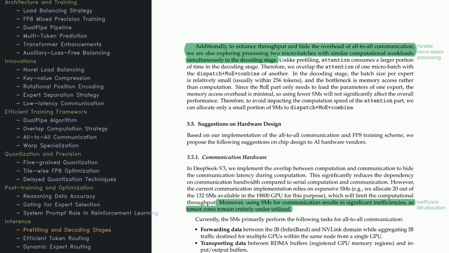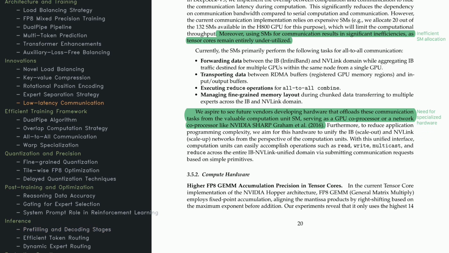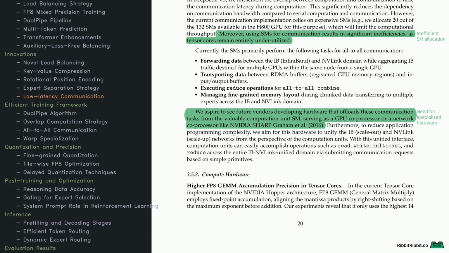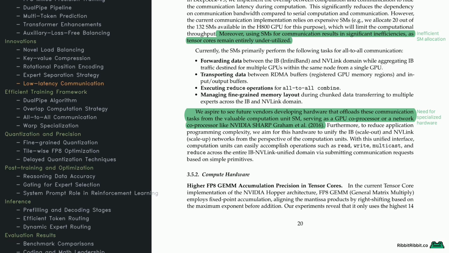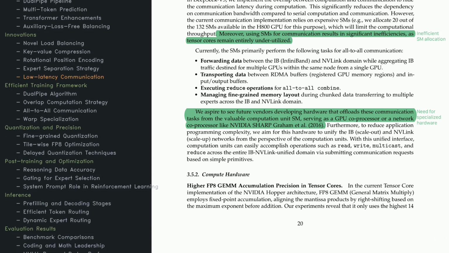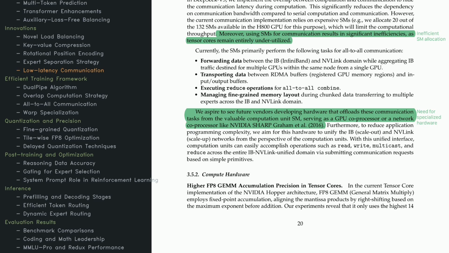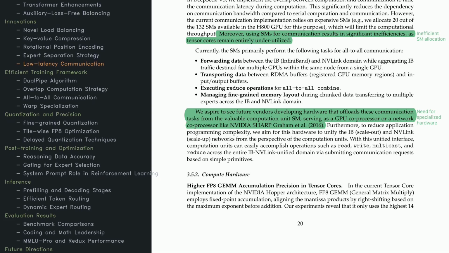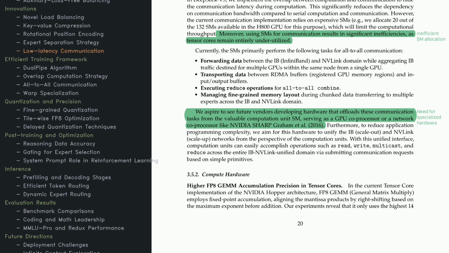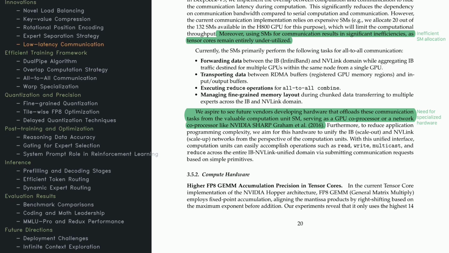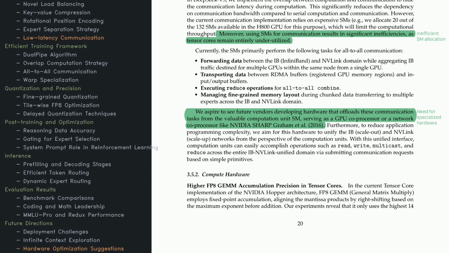Future hardware might benefit from dedicated communication units, since current multiprocessors also handle data transfers, raising costs. The paper also suggests hardware upgrades, offloading data forwarding, reduction, and memory tasks to specialized coprocessors, freeing main units for computation. It recommends bigger accumulation bit width in tensor cores, as 14 bits can be limiting. Overall, better resource allocation and higher precision could greatly accelerate large-scale workloads.